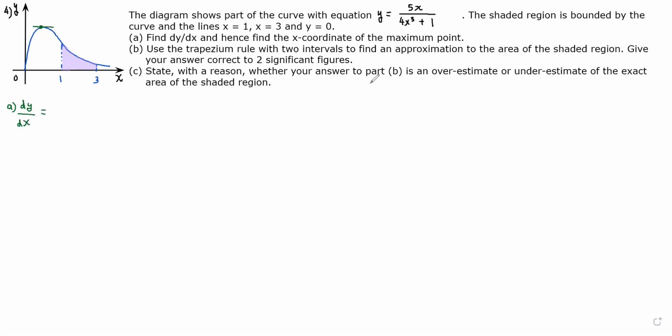Since y is a quotient, we need to apply the quotient rule. So we hold the denominator, which is 4x cubed plus 1. Differentiate the numerator, we get a 5. Now we hold the numerator, which is 5x, and differentiate the denominator, which is 12x squared. And all this is divided by the square of the denominator.